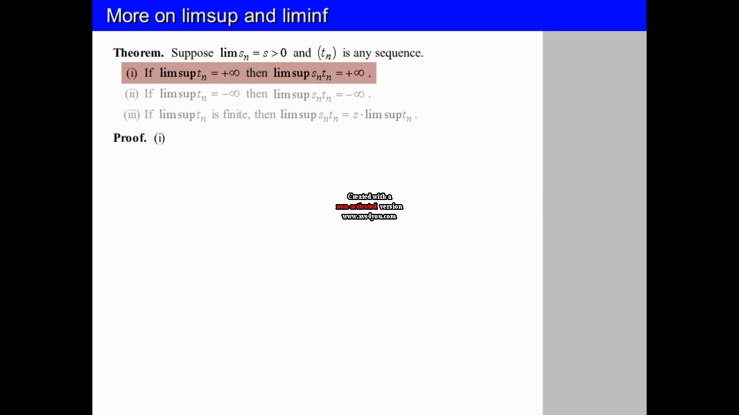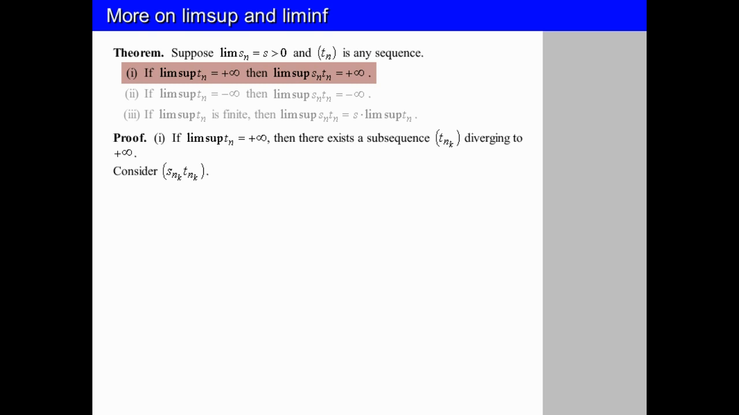Proof. For part 1, if lim sup of Tn equals positive infinity, then there exists a subsequence, Tnk, diverging to positive infinity. Now consider the sequence Snk times Tnk. This is a subsequence of Sn times Tn. Since the sequence Sn converges to a positive number, this subsequence must diverge to positive infinity. In fact, we proved exactly this a few lectures ago. For review, let's recall how it's done.